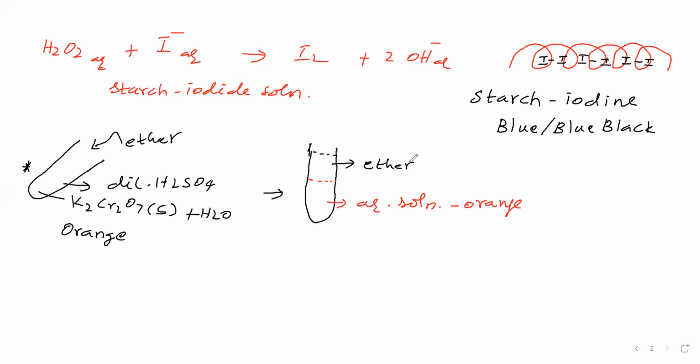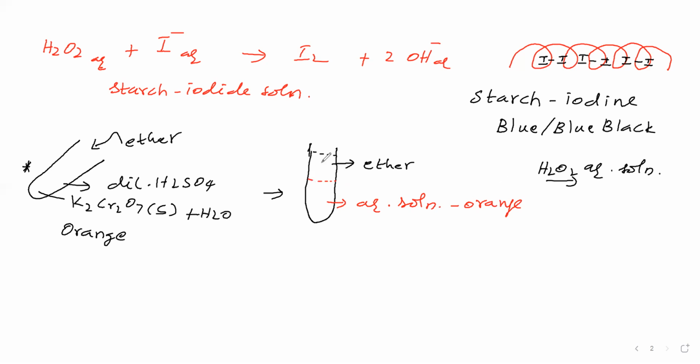Now this ether is colorless. So ether is floating over the aqueous solution. Between these two, we can see the boundary. Ether is a separate layer when compared to the aqueous solution. They are not mingling with each other. They are not miscible with each other. Then add hydrogen peroxide aqueous solution.